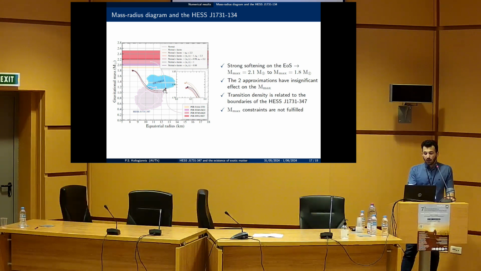And moving on now to the boundaries of this HESS remnant, we can see that the transition density is critically related to these boundaries, meaning that with lower values of transition densities, we have more branches of the equation of state inside the boundaries of the HESS remnant. So a kaon condensation could actually explain this remnant. However, there is a major disadvantage at the moment. The maximum mass constraints from observational data are not fulfilled, and this is something that we try to fix.